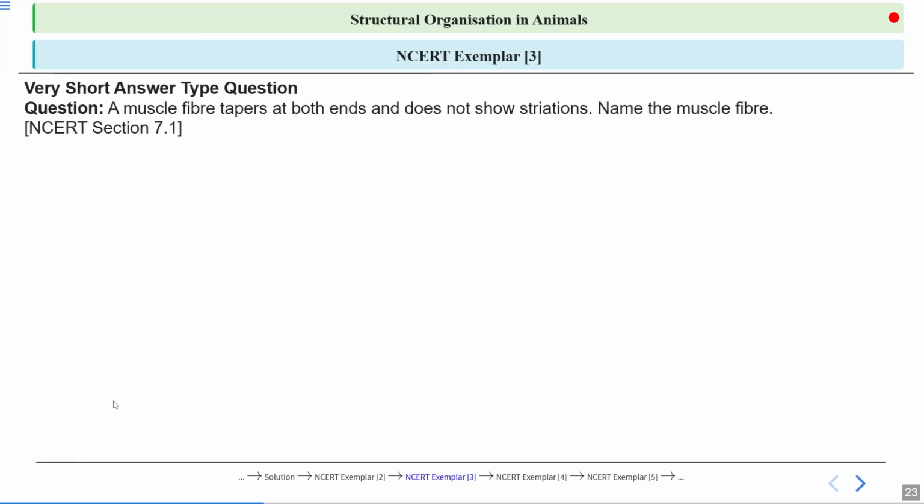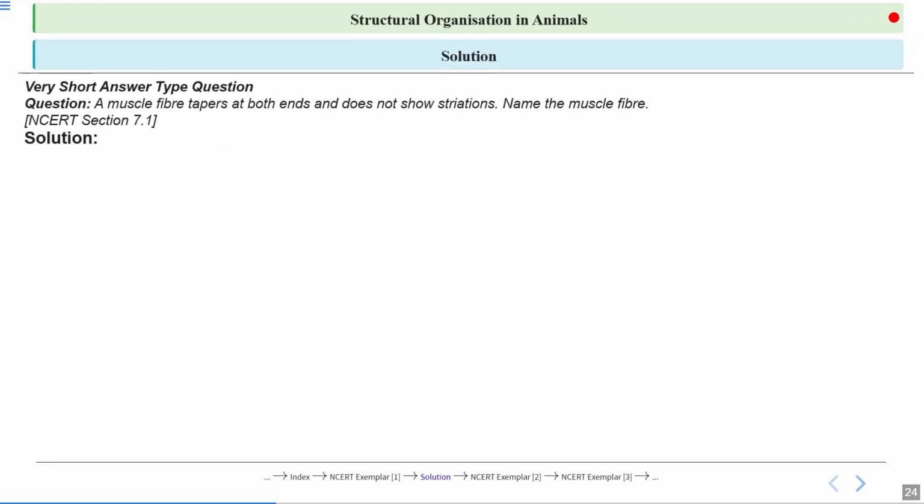Next question. A muscle fiber tapers at both the ends and does not show striations. Name the muscle fiber. No striations, no markings are present, and they are tapering at both the ends. So you have to tell the name of the muscle fiber. This question is coming from the NCERT section 7.1. Let us see the answer.